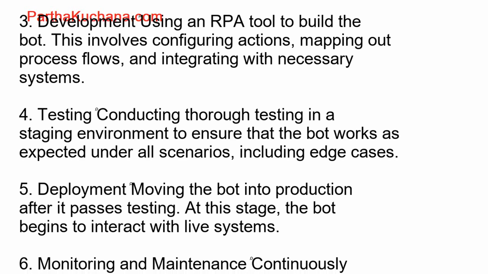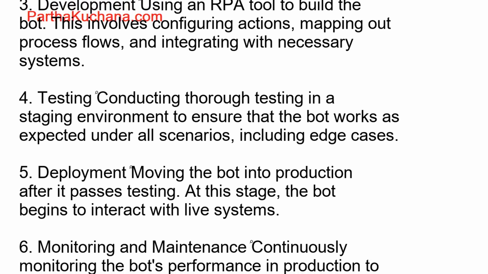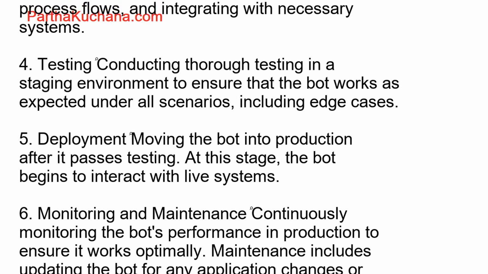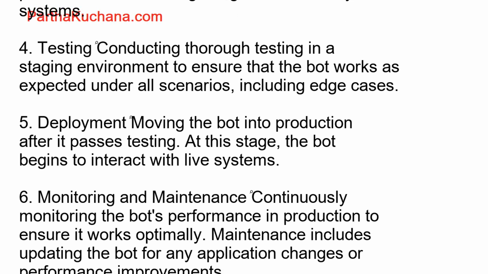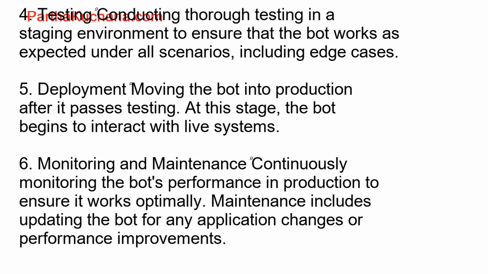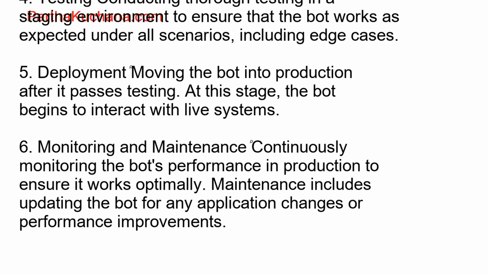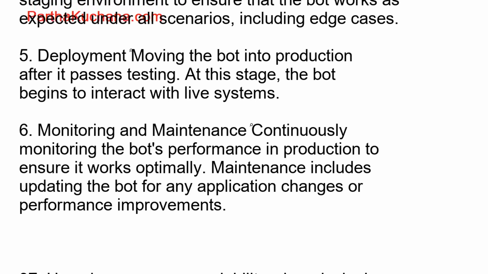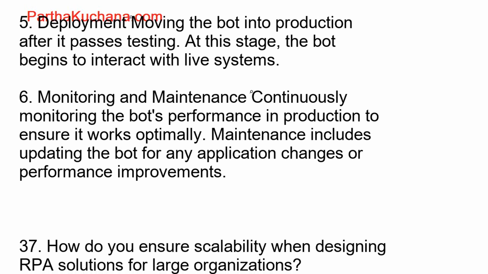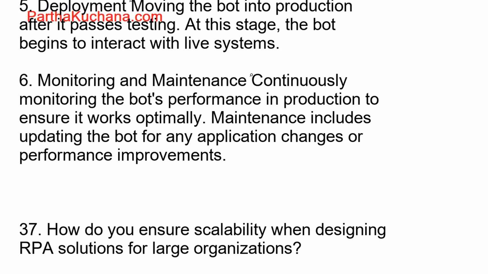38. Can you explain the role of process documentation in an RPA project and why is it important? Answer. Process documentation is crucial in an RPA project because it provides a clear blueprint for both the developers and stakeholders. It outlines every step of the process to be automated, including input and output data, decision points, and exceptions. Proper documentation helps in ensuring that the automation aligns with business requirements and provides clarity during the bot development phase.